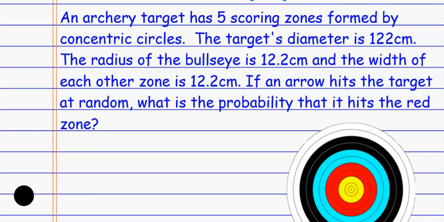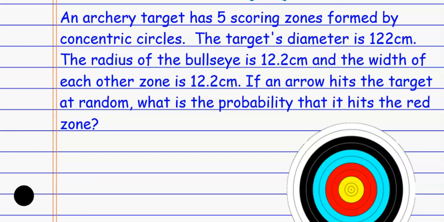If we take a look at the next one, it says an archery target has 5 scoring zones formed by concentric circles. Remember, concentric circles are circles that are inside of one another. They share the same center. The target's diameter is 122. The radius of the bullseye is 12.2. The width of the other zones is also 12.2. So an arrow hits the target at random. What is the probability that it hits the red zone?